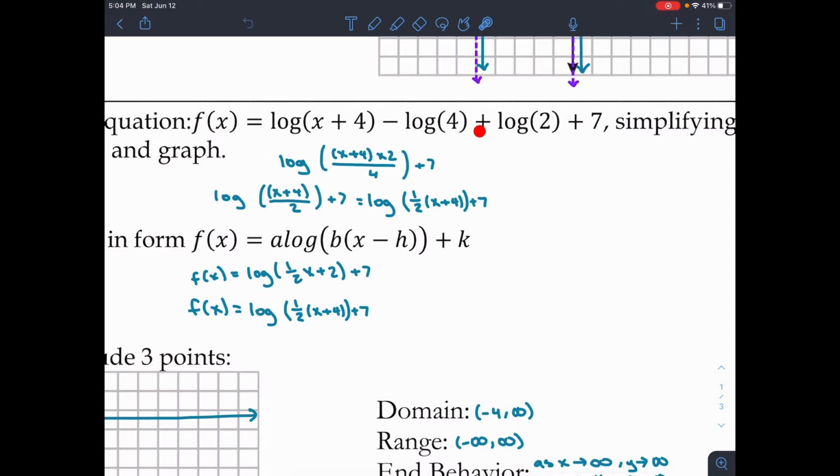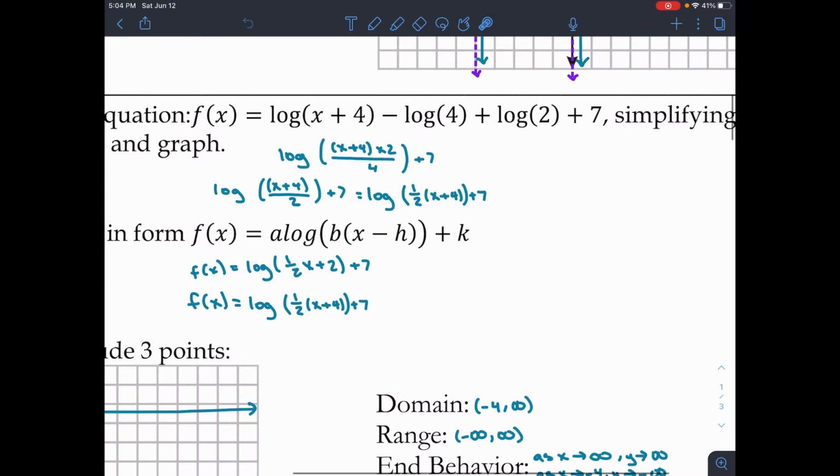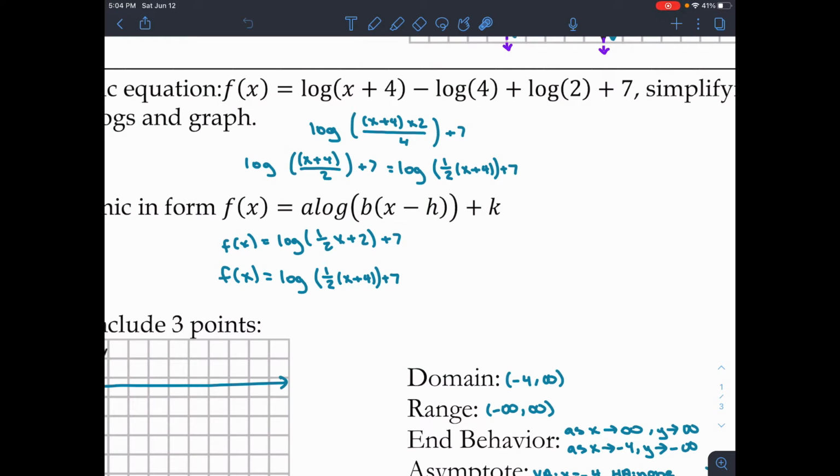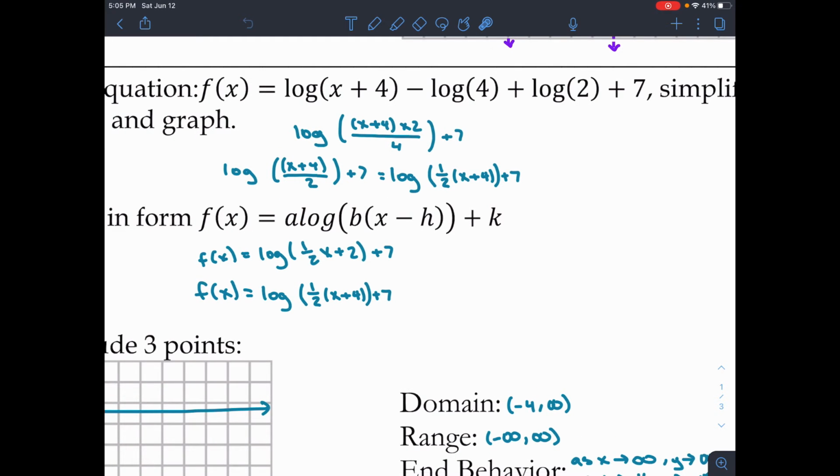And then because it's addition with the same base, that means multiplication, so we did times 2. And this 7, since it's not a log, we just keep outside like that. So right now we have this, and then we can further simplify. 2 over 4 is the same as dividing by 2, so we would get log of x plus 4 over 2, plus 7, and then we could factor out a half, so we get log of one half times x plus 4, plus 7.